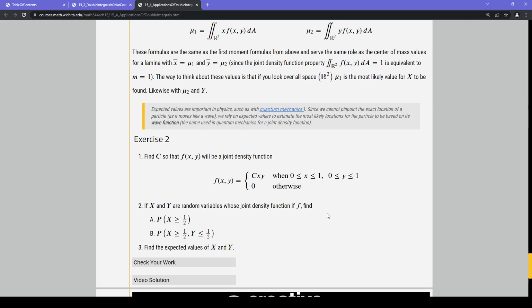A joint density function is a function that incorporates the probabilities of two independent events into a single function. Yes. The joint density function is basically the equivalent to the mass density function from the center of mass examples that we did before, except instead of how thick the object is or how massive it is, we're talking about how likely a combination of events are to occur. So it's just a probability version of that computation.